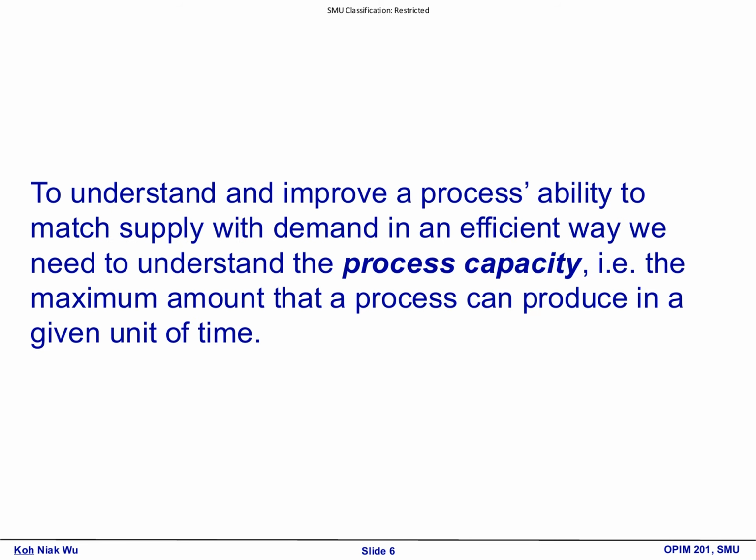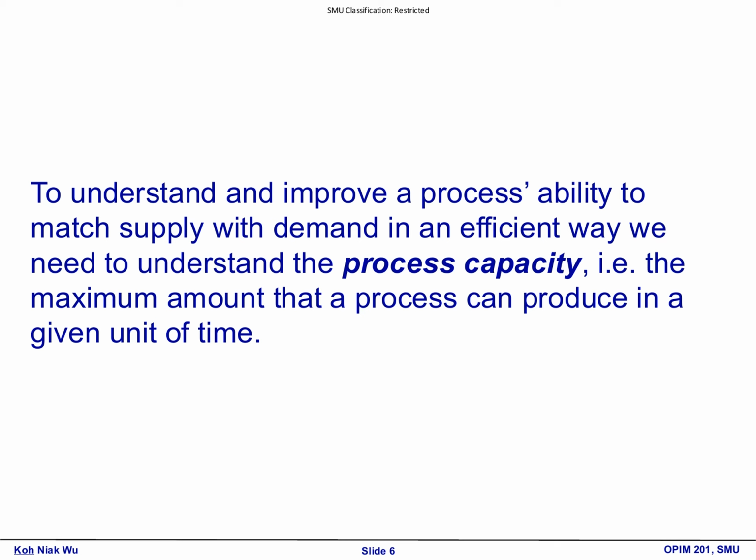Process capacity refers to the maximum output a process can achieve in a specific time frame. Knowing this allows us to align supply with demand effectively. When we analyze a process, we must consider its capacity. This helps us identify bottlenecks and areas for improvement. By optimizing capacity, we can enhance overall performance and meet customer needs more effectively.